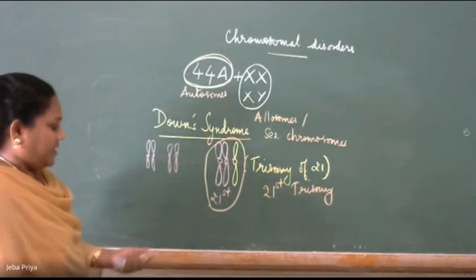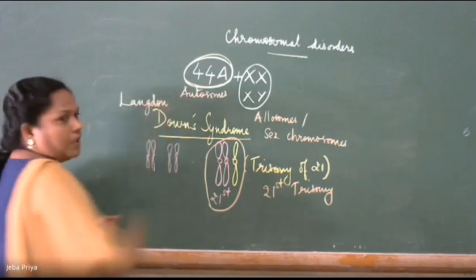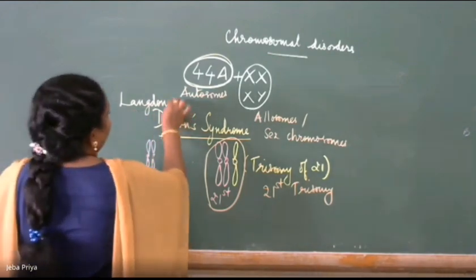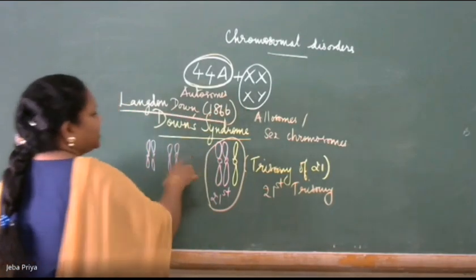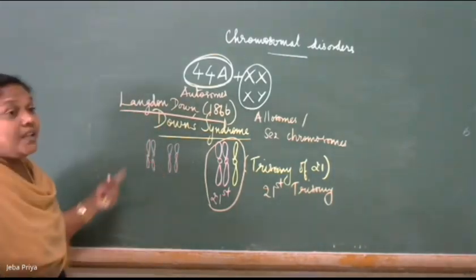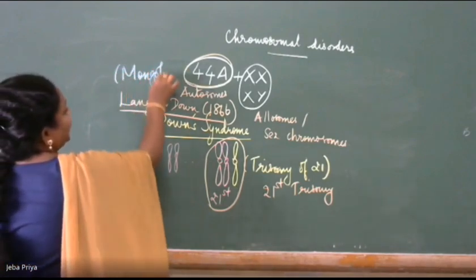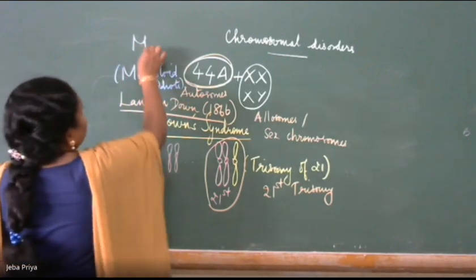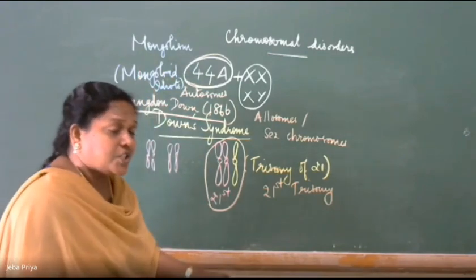This disorder was first described by a person called Langdon Down, D-O-W-N, in the year 1866. That is why this disorder is called Down syndrome. These individuals were also called Mongoloid idiots, or Mongolism. All these are additional names that are given.